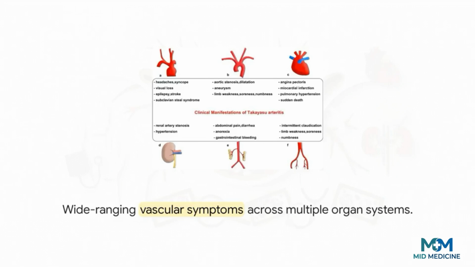Look down at the renal arteries. Stenosis there is going to trigger severe hypertension. And of course, looking at the limbs, you'll see intermittent claudication, numbness, and yep, there's our hallmark sign, decreased bilateral brachial and radial pulses. It's essentially a systemic vascular crisis, all originating from that one primary area of aortic inflammation.